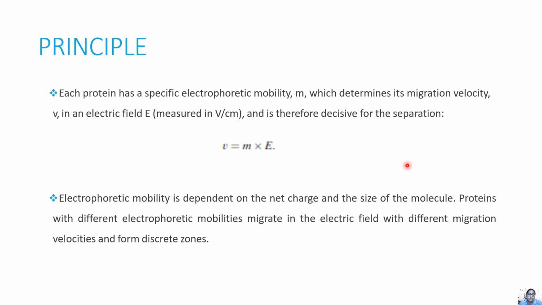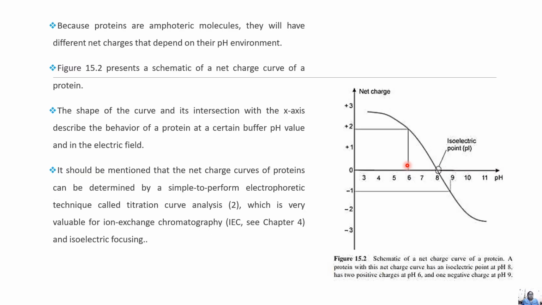Each protein has a specific electrophoretic mobility, which determines its migration velocity in an electric field and is therefore decisive for the separation. The electrophoretic mobility is dependent on the net charge and the size of the molecules as well. So proteins with different electrophoretic mobilities migrate in the electric field with different velocities and form distinct zones. Now, proteins are amphoteric molecules.